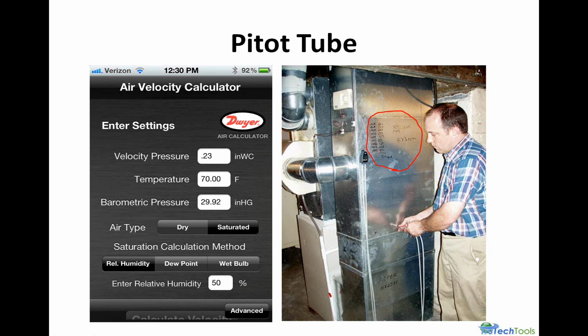So you're going to use this app if you make 16 readings, 16 times. You put in 0.23, 0.24, 0.27, 0.68, whatever you read, you're going to put in, and it's going to calculate a velocity. You'll record all those velocities down, add them up, and then average them, and then you get your average air velocity, and you have to multiply it to get your CFM.